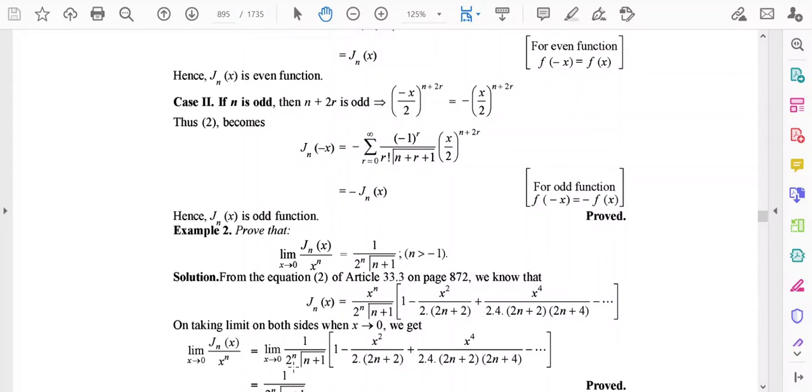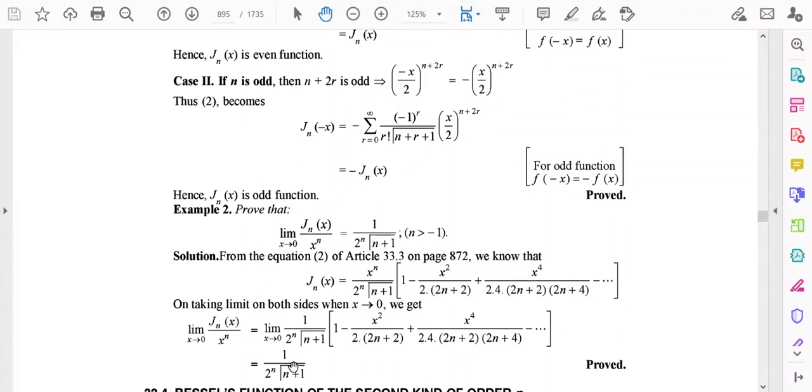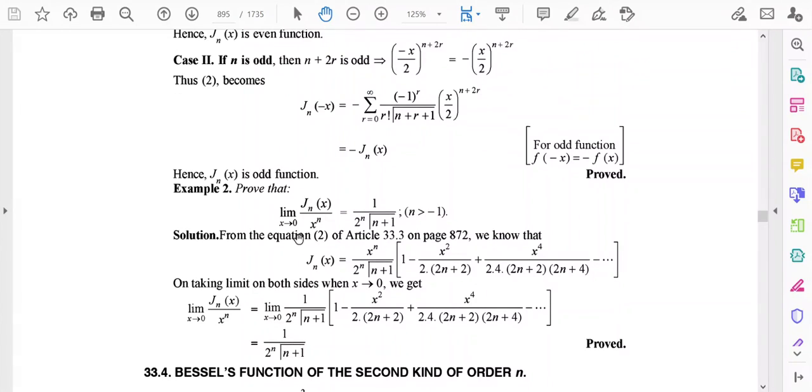And another property is this: we can show that the limit as x tends to 0 of Jn(x) divided by x^n is equal to 1 divided by 2^n gamma(n + 1). This is very simple, because we have already deduced the expression for Jn(x). So Jn(x) is equal to x^n divided by 2^n gamma(n + 1) times [1 - x^2 divided by 2(2n + 2) + x^4 divided by 2·4(2n + 2)(2n + 4) - ...] in this way.